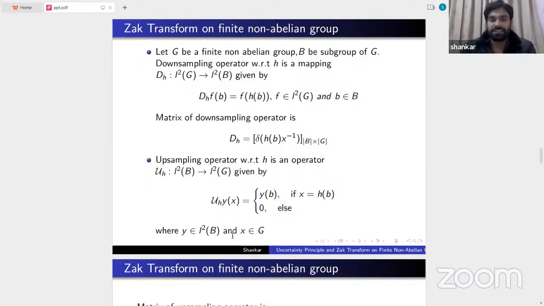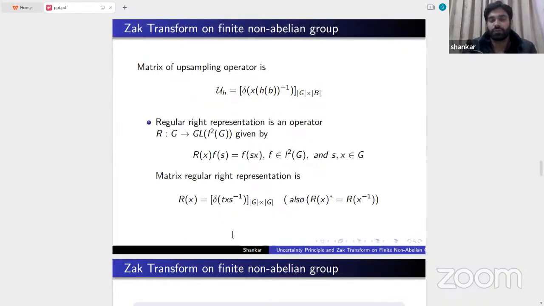We can also represent this downsampling operator in matrix form using the Kronecker delta function, and the order of this matrix is the order of subgroup B times the order of group G. Then we have the upsampling operator U_H from L2(B) to L2(G), and we can also represent this upsampling operator in matrix form, again by using the Kronecker delta function.